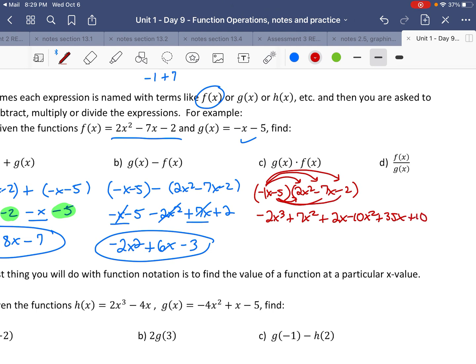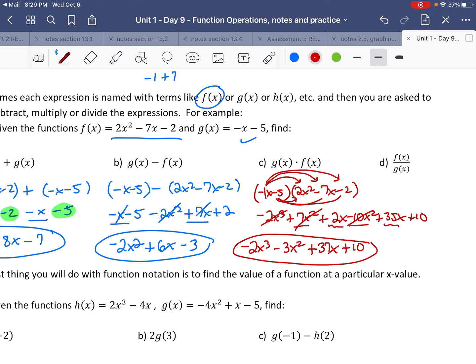Okay, so 2x to the third is my highest, so negative 2x to the third is going to stay. 7x squared minus 10x squared is negative 3x squared. So those are done. 2x and 35x add together to 37x. So remember, we're adding and subtracting now. And then plus 10.